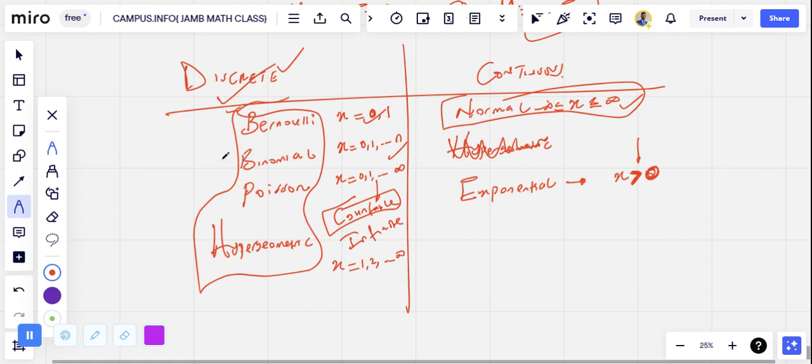When I was still in theory level, we actually showed all the proofs for all these distributions, and it was 27 of them. We have Rayleigh distribution, the Cauchy distribution, and the rectangular distribution, which is also called uniform. There are many, but for your level, you only need these 5: Bernoulli, binomial, Poisson, hypergeometric, and normal.